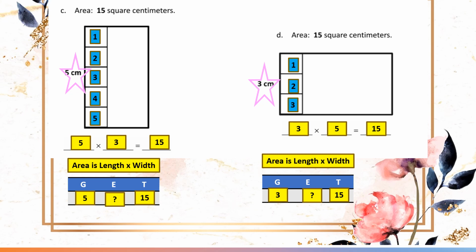5. Because with the other rectangle in letter C, 5 times 3 equals 15, which means 3 times 5 equals 15. Now, if you need to go ahead and pause the video to write everything down or just to check your work, go ahead and do so now.